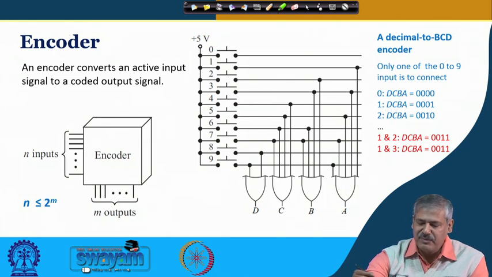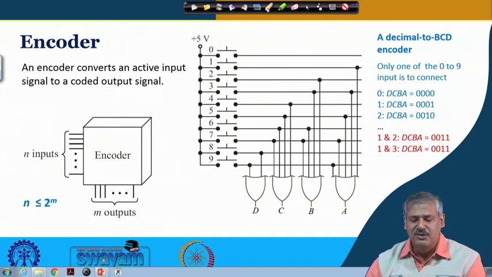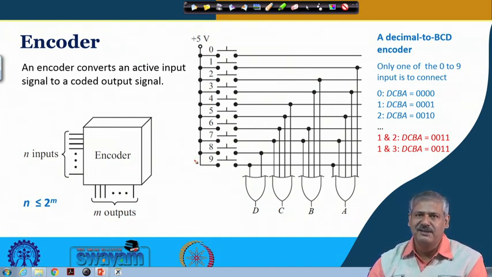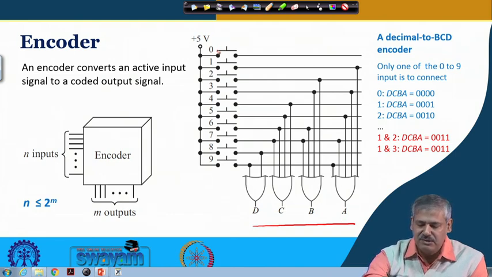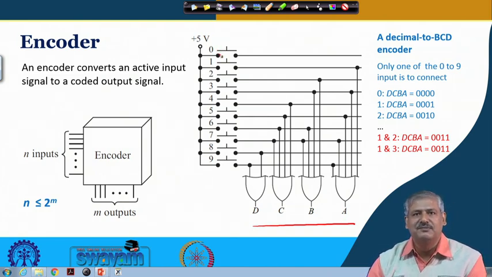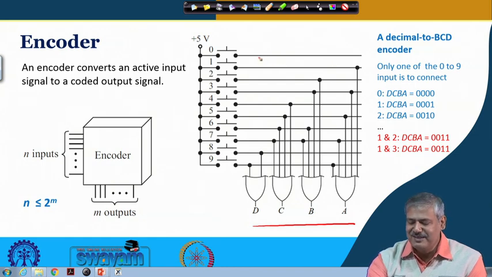So, here is an example. In this case, this is a decimal-to-BCD encoder. The possible inputs are 0 to 9, and the corresponding outputs are 0000 to 1001, the encoded ones. One simple arrangement: whenever 0 is to be sent, coded, you just connect this one, and you can see that it has no connection with any of these OR gate outputs. So, the OR gate outputs will be 0000 in such a situation.